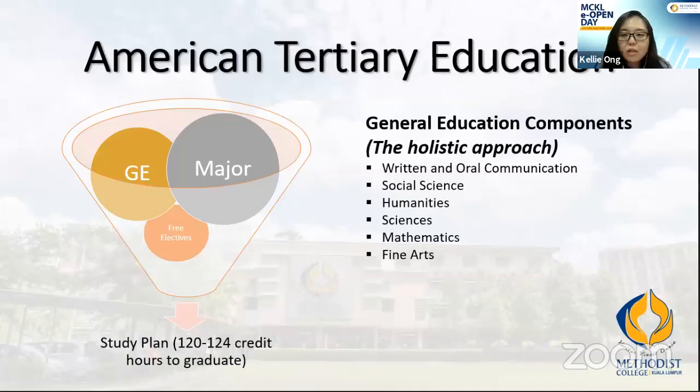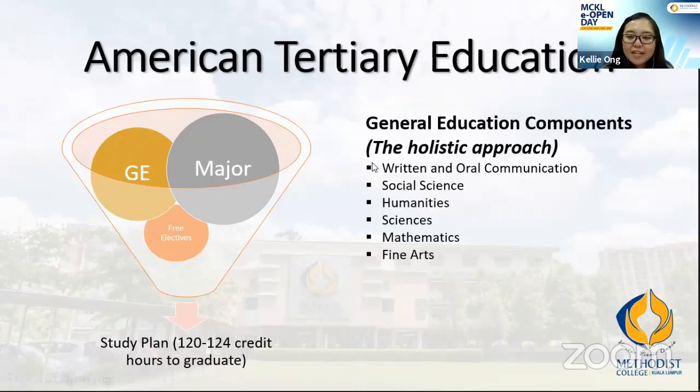So let me share with you a little bit more about the general education. This general education component is a very holistic approach where it really doesn't matter what students major in. It could be engineering or business, but they'll still be required to do these components. Students usually cannot run away from writing and oral communication classes. Social science classes include psychology, sociology, anthropology, economics, American government, classes like that. There are also humanities courses, such as philosophy, ethics, religion, as well as history.